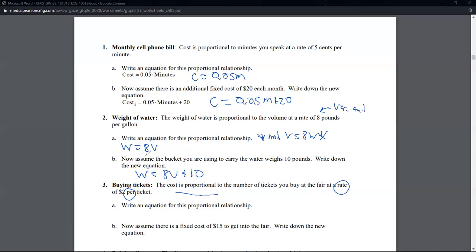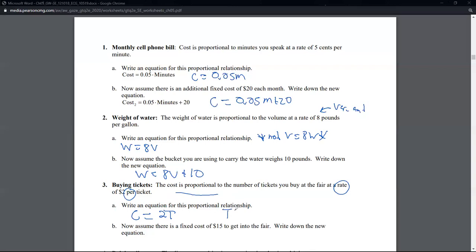Those are 3 clues. So the cost is blah, blah, blah. So we're saying cost equals. Cost is means equals. We're talking about number of tickets, so let's call T the number of tickets. The multiplier is 2, so 2T. Where T is the number of tickets and C is the cost.